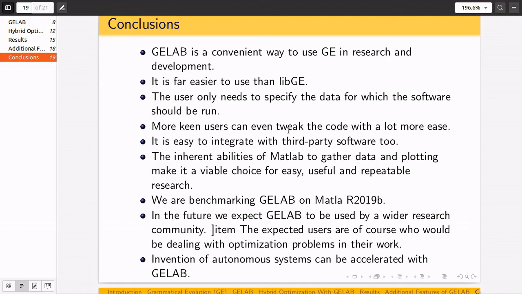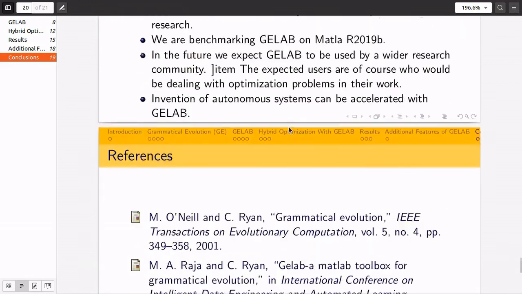In the future, we expect GELAB to be used by a wider research community. The expected users are, of course, those who would be dealing with optimization problems in their work. Invention of autonomous systems can be accelerated with GELAB.